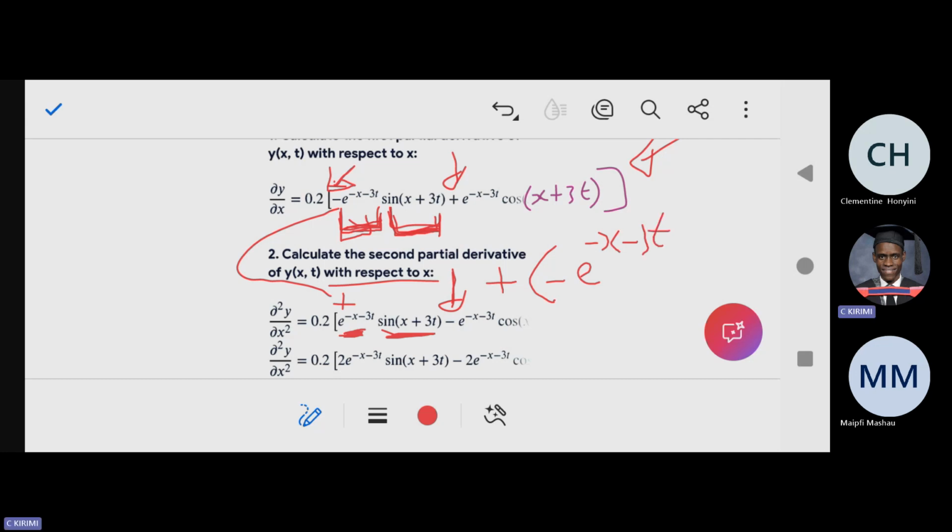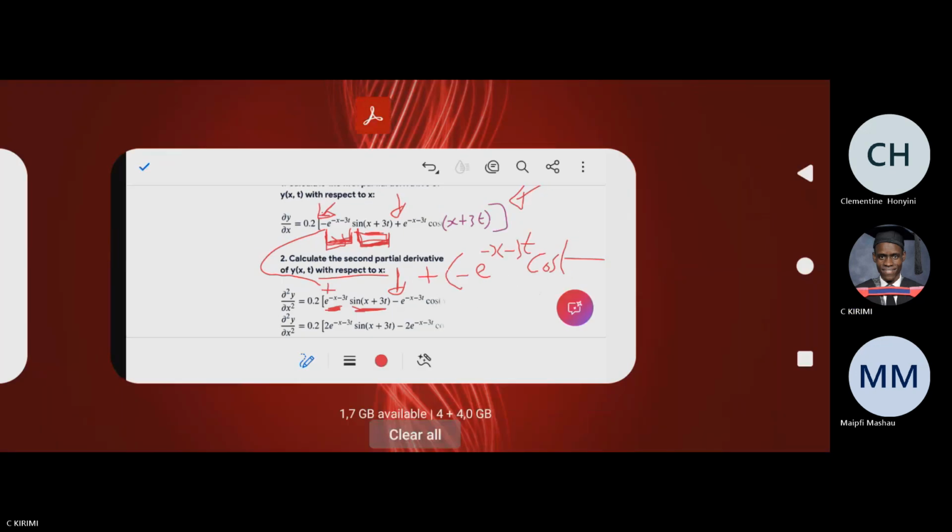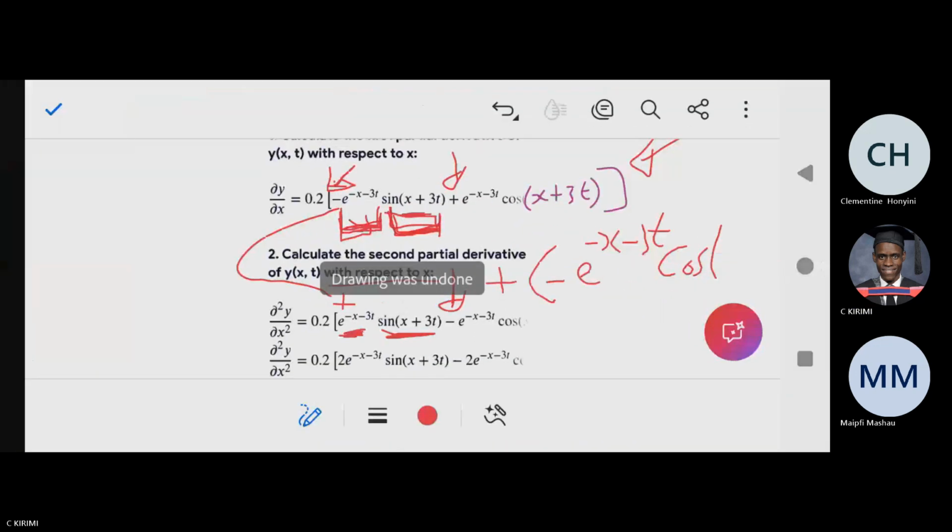Then when you differentiate sine, what are you going to get? Cos what? Cos x plus 3t. That's what we are going to do. So positive times negative gives you this negative, which I'm referring you to here. It's coming from here, positive times negative.